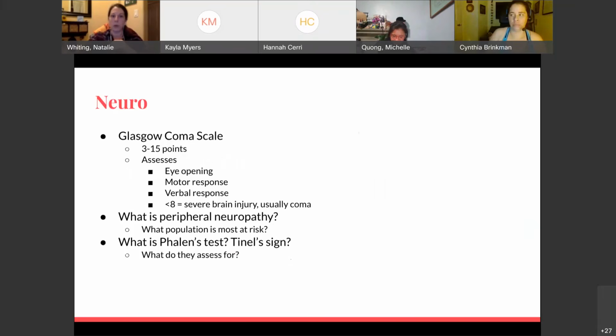Okay, so for neuro, the Glasgow Coma Scale ranges from 3 to 15 is what we record. It assesses eye opening, motor response, and verbal response, and anything below an 8 would be indicative of severe brain injury, and usually that is a coma. What is peripheral neuropathy?